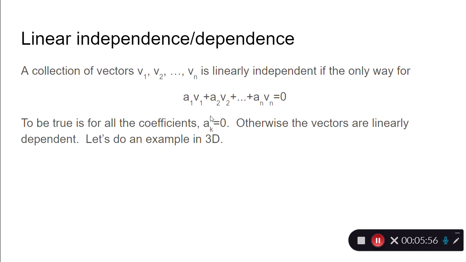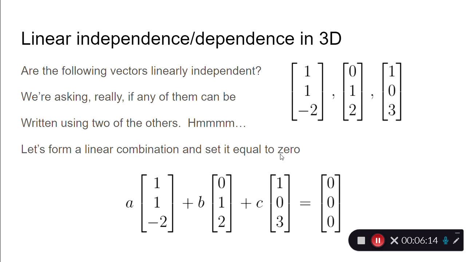If there's another way of doing it, where the a's are not 0, that means I could solve for one of the v's in terms of everything else, which means one of the v's is dependent upon the other ones. It's just a combination. It's redundant. Right? So let's do an example.